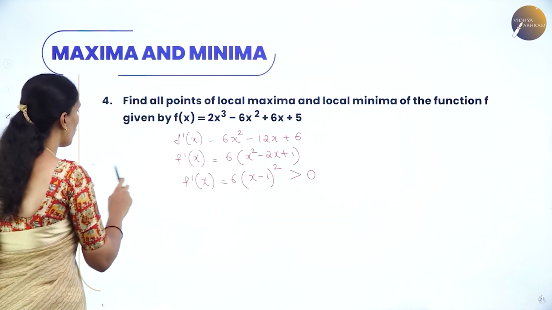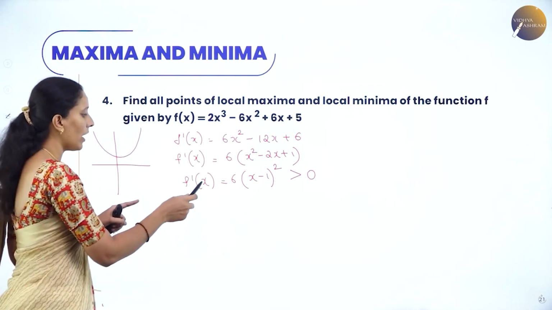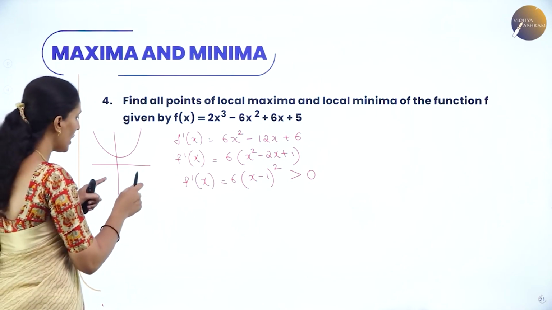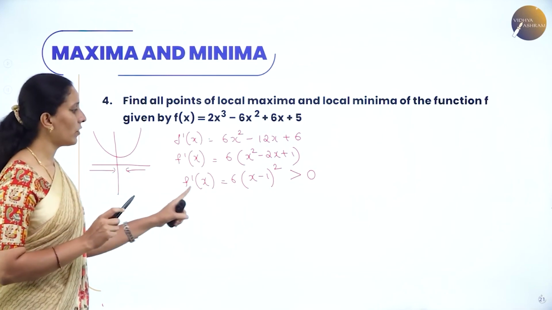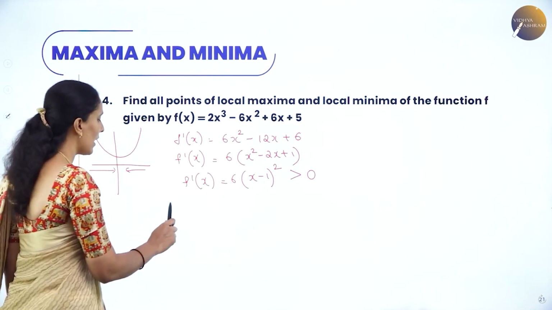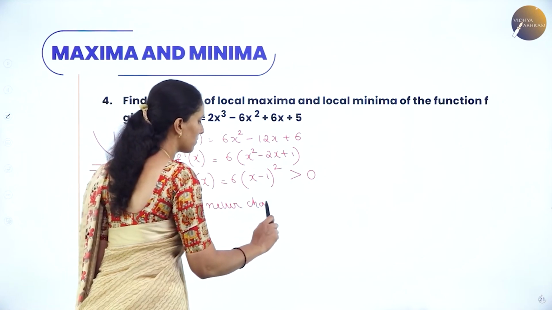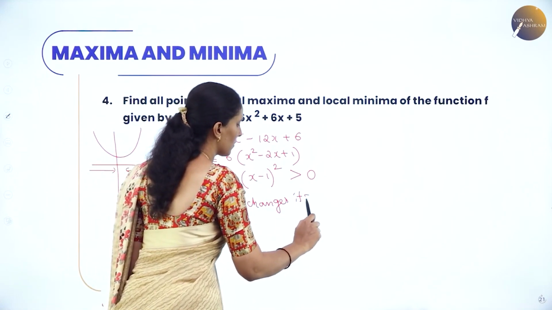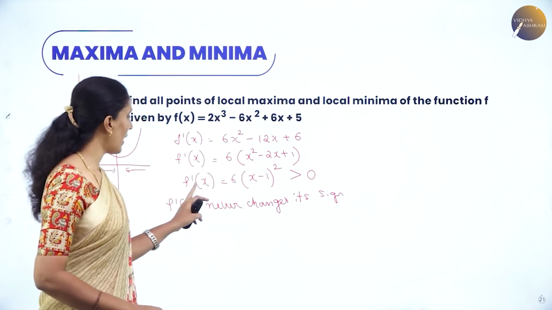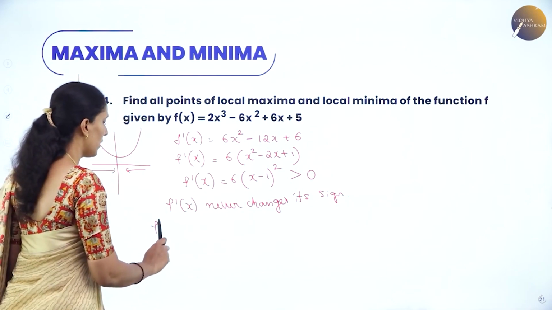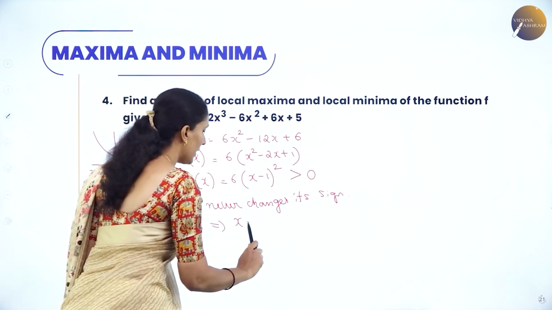That means f dash of x will be in the form of a curve like this. For any point close to the right or close from the left, the value of the function is only positive. That is, f dash of x never changes its sign. Since it never changes its sign, if you put f dash of x equal to 0, we get x is equal to 1.